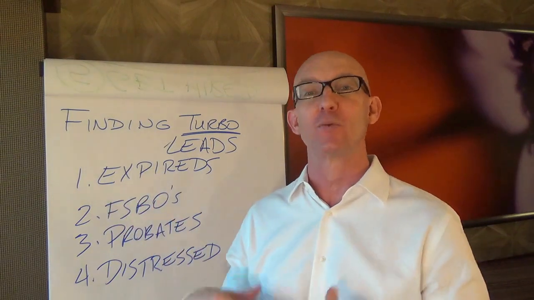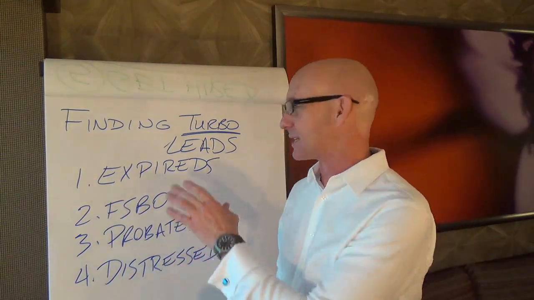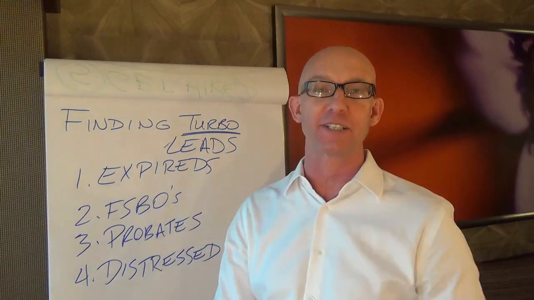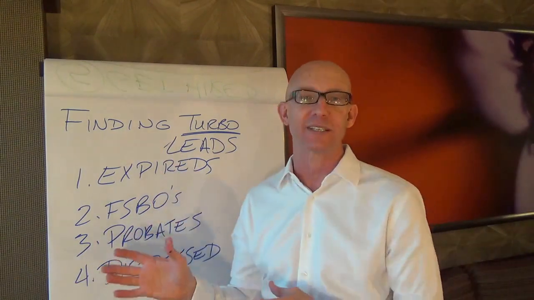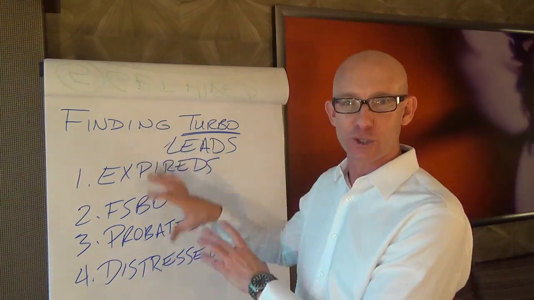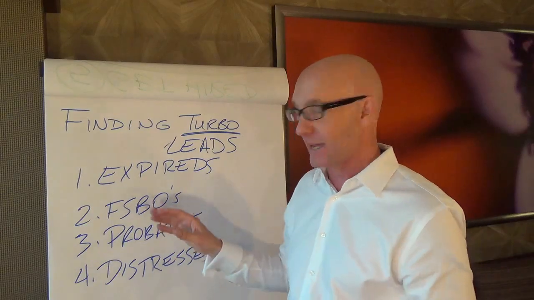Now the second question is, once I find them, how do I find their contact information? And that's a different question, and that is, where do I find their phone number? If they're an absentee owner, how do I locate where they actually live, and so forth? And there are services that you can subscribe to that actually provide that information. And I'm going to go through those services here in a minute once I kind of lay out what the four different categories of turbo leads are and how you find them.